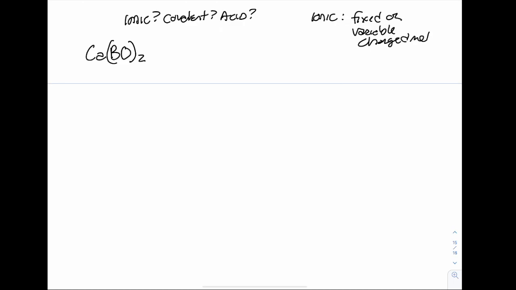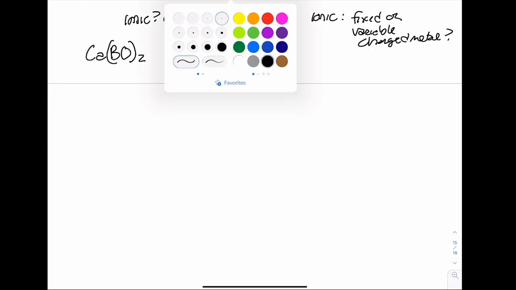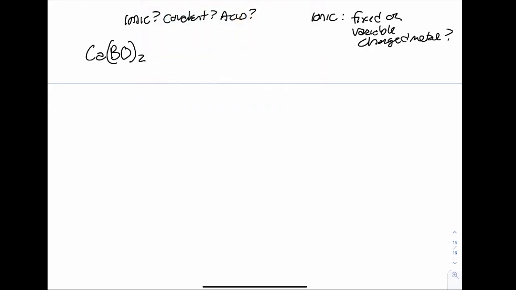Because we need to decide, does it need a Roman numeral, right? If it's fixed charged, I don't need one. If it's variable charged, I do. So we've decided that it's ionic, and then is calcium fixed charged or variable charged? What do you guys think? Good. Hopefully you came up with fixed.